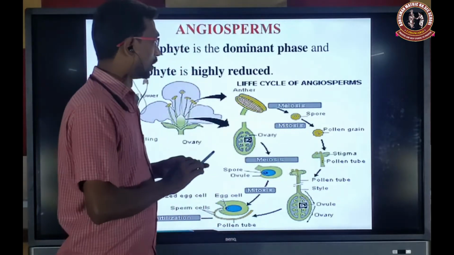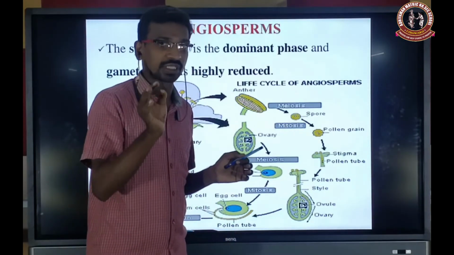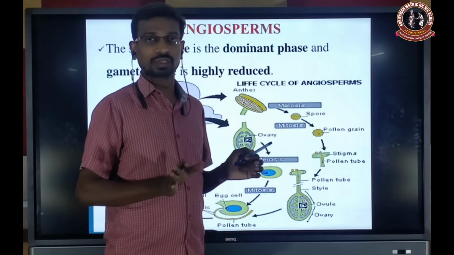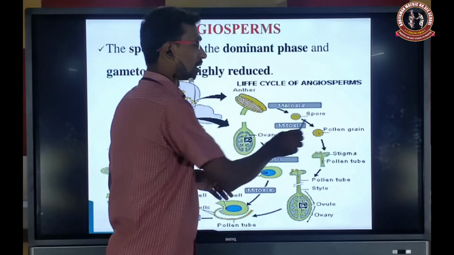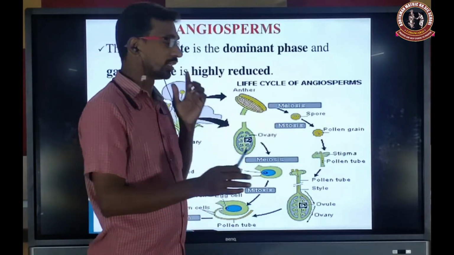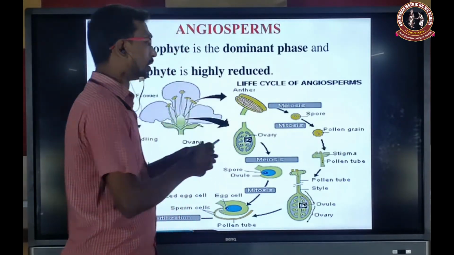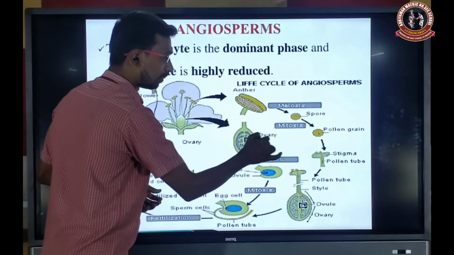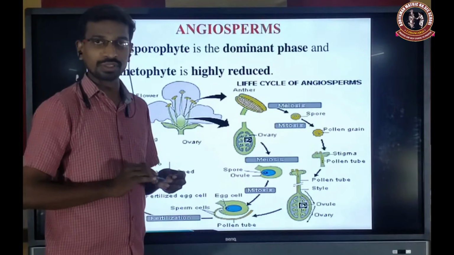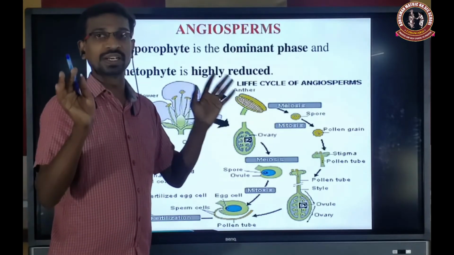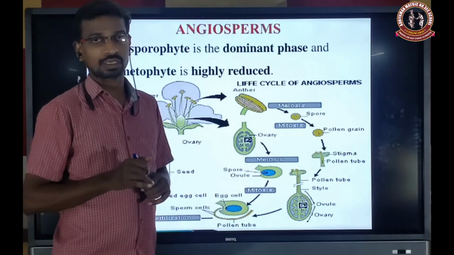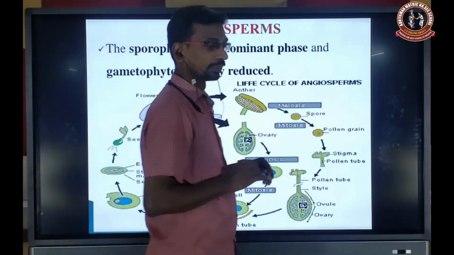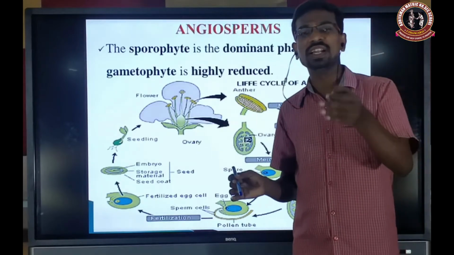sporophyte. Here, the gametophyte represents only the male gamete and the female gamete. Only one cell, the pollen grain, is considered the male gametophyte, and the egg is considered the female gametophyte. So this is only the gametophytic phase. Except for the pollen grain and ovule, all the remaining is the sporophytic phase. So the dominant phase in angiosperm is the sporophyte, and the gametophyte is very much reduced.